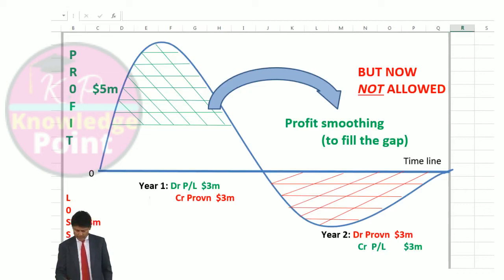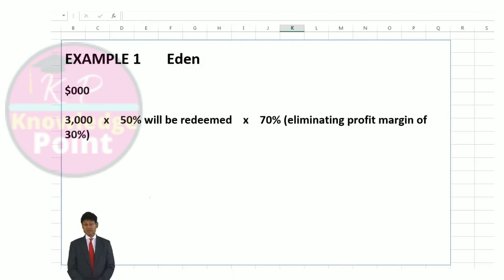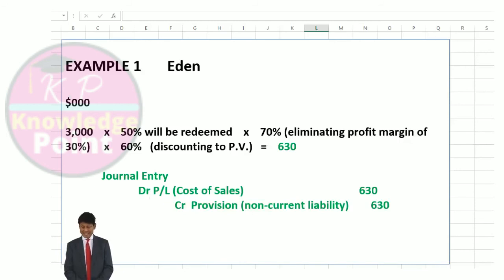It says there that the total figure is 3 million and 50% will be redeemed. So I'm going to multiply by 50%. I'll then multiply by 70% or 0.7 to eliminate the profit margin of 30%, because I want to know what the cost is of half the vouchers being redeemed. I'll then multiply by 0.6, the present value. And so the answer, of course, is 630.